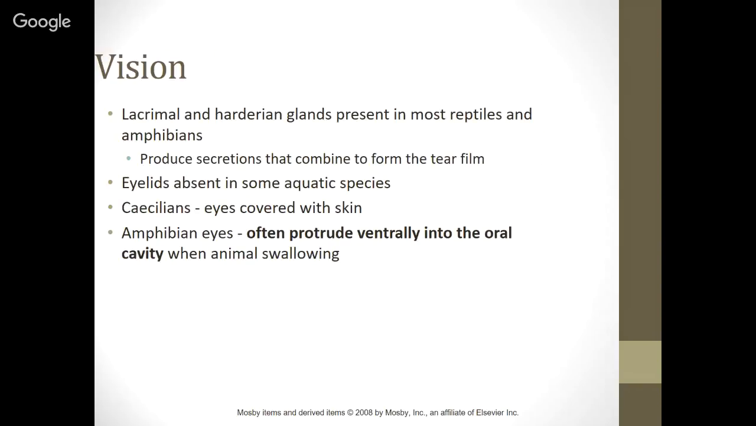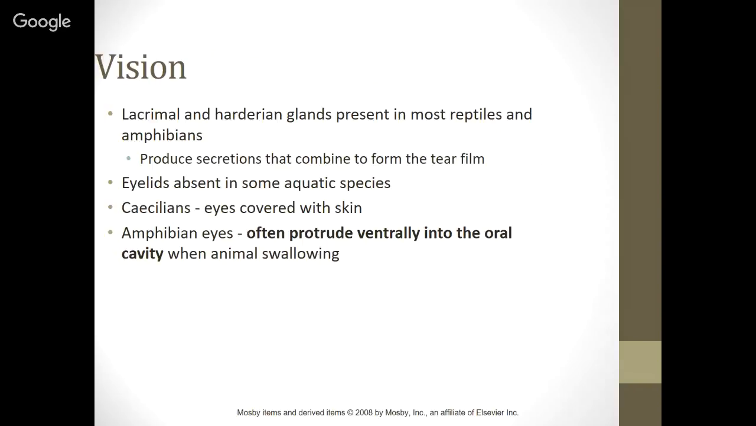Lacrimal and Harderian glands, I believe it's supposed to be Harderian, are present in most reptiles and amphibians. They produce secretions that combine to form the tear film. Eyelids are absent in some aquatic species. Caecilians, like I said, they're blind. Their eyes are actually covered with skin.